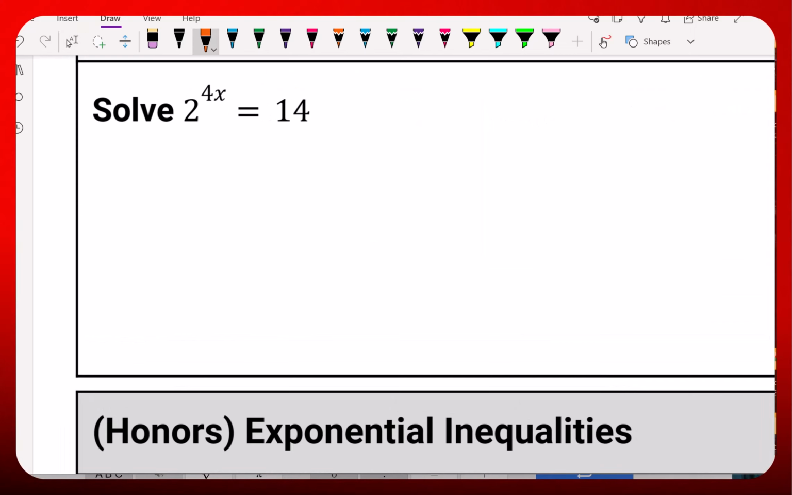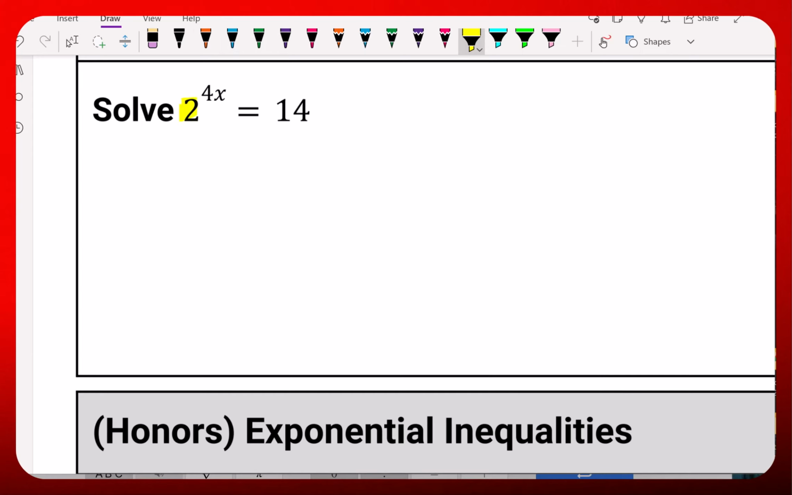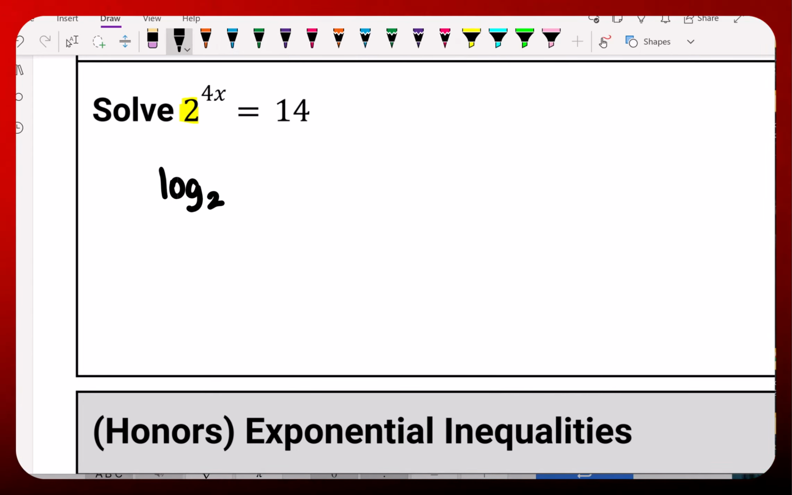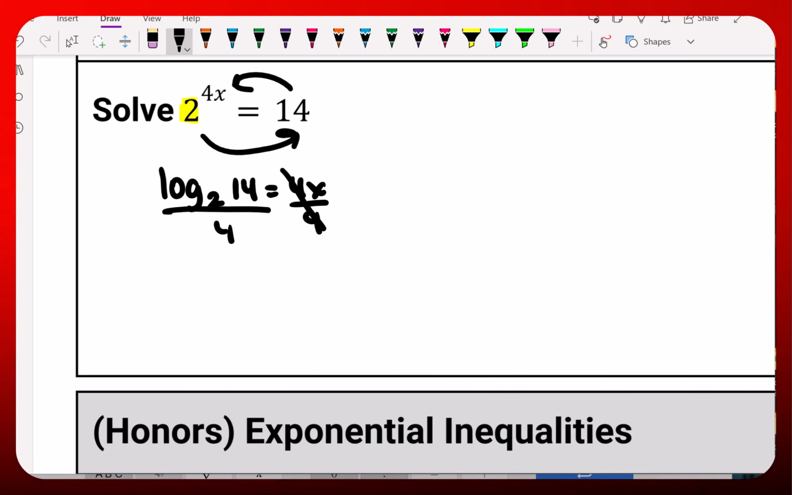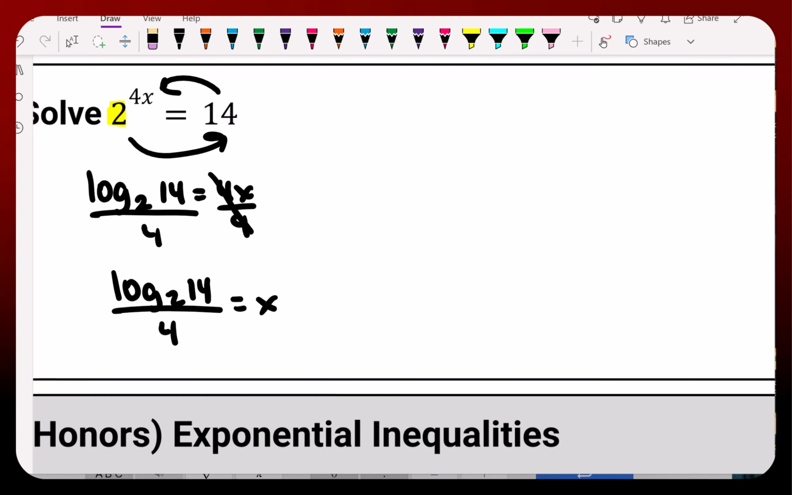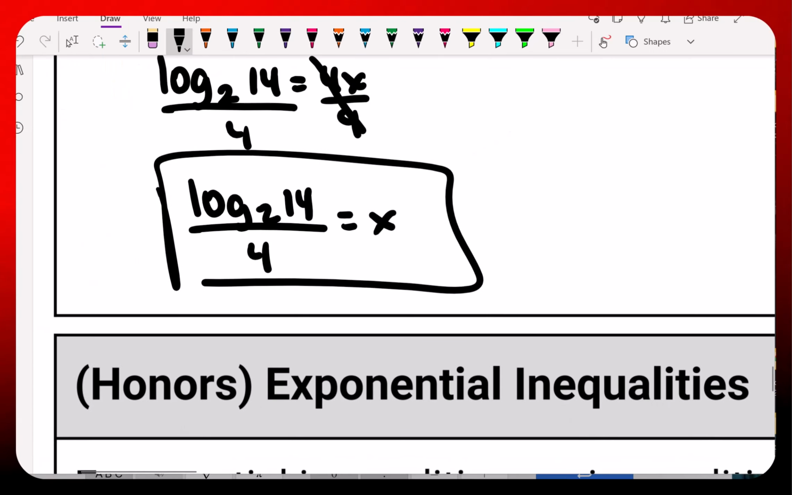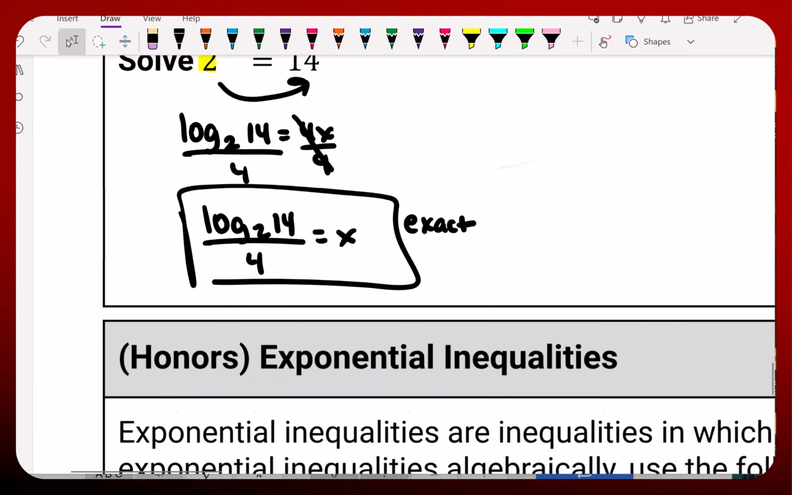At this point, I don't really have to do anything. This 2 is already isolated. So if it's already isolated, I can go straight into log base 2 of 14 equals 4x. So all I have to do now is divide that side by 4. This is going to be my exact answer right here. And if you want a rounded answer, you can just type that into your calculator. So this is the exact answer.